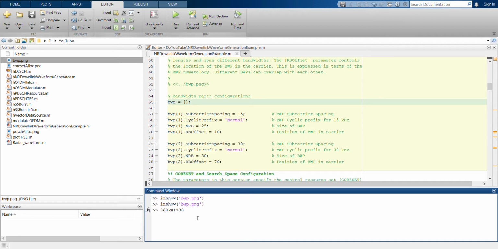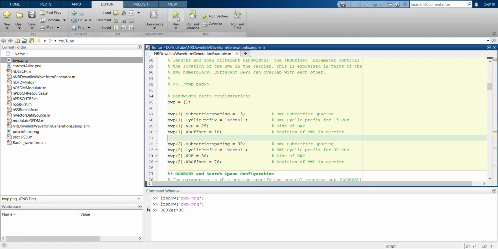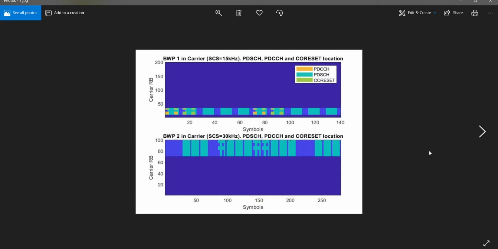I will conclude this part of the video here. Let us run this one and see what the result shows. One thing to note is that the first figure generates something like this. If you run the file, it shows bandwidth part 1 in carrier and bandwidth part 2 in carrier. If you remember, the carrier shows the total bandwidth the 5G signal has. And the subcarrier spacing, for the first one we define as 15 kilohertz, and for the second one we define as 30 kilohertz, and for now you don't need to consider these.